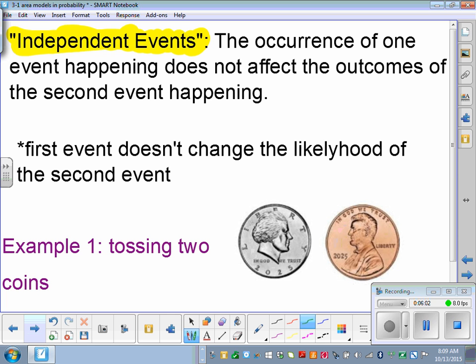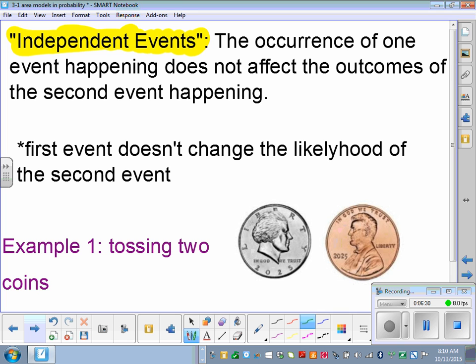All right, now independent events. There is a huge difference between dependent events and independent events. So with probability, we're going to start out these first few lessons with independent events. And what an independent event means is the occurrence of one event happening does not affect the outcome of the second event happening. So I'm going to say that again. Independent events, the occurrence of one event happening does not affect the outcome of the second event happening. So once again, the first event doesn't change the likelihood of the second event.